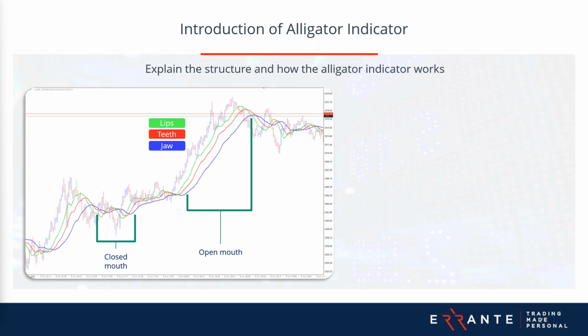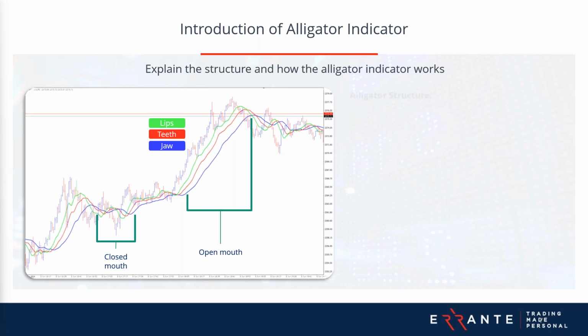Okay, here's a recap from the last session. The Alligator indicator is particularly useful for identifying trends and potential market reversals. Let's break down its components, understand how it works, and discuss some practical tips for using it effectively. Let's start with the structure, or anatomy, of the Alligator indicator.